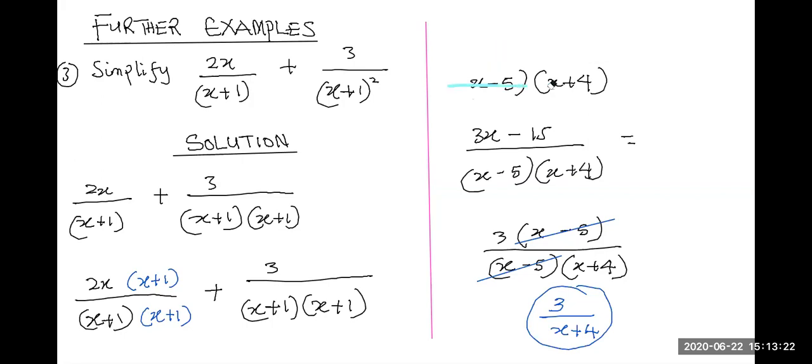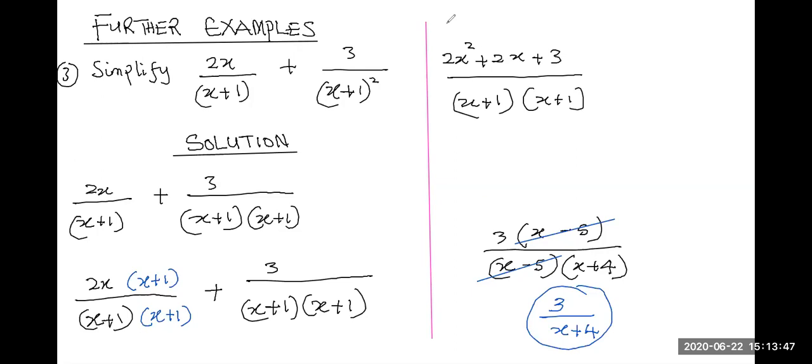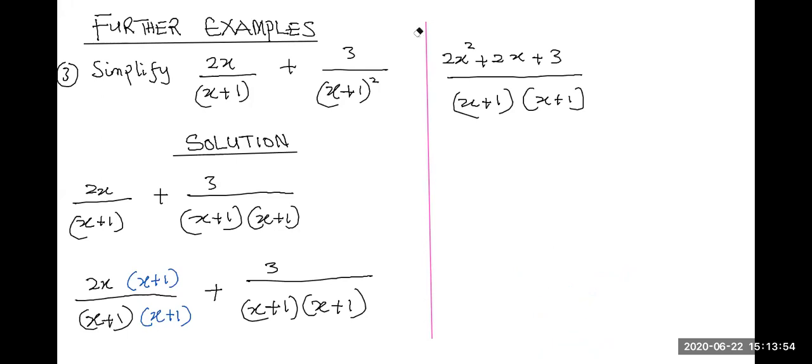After you have unified your denominator, the next thing is just to solve the maths normally by expanding out your numerator. So we have 2x times this will give us 2x squared plus 2x plus 3 over x plus 1 bracket x plus 1. All right, so what do you do next? Do you stop here? Of course, you don't assume that you are done with that solution. So what you will do now is to factorize your numerator.